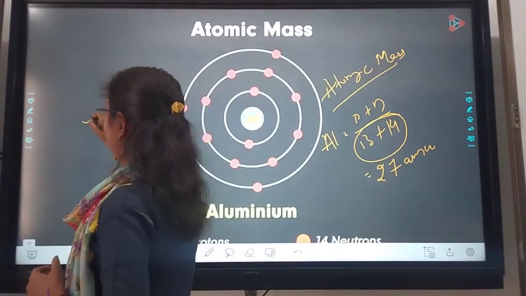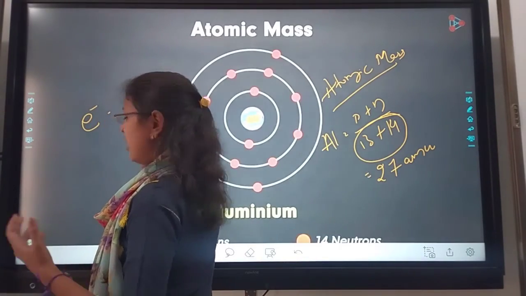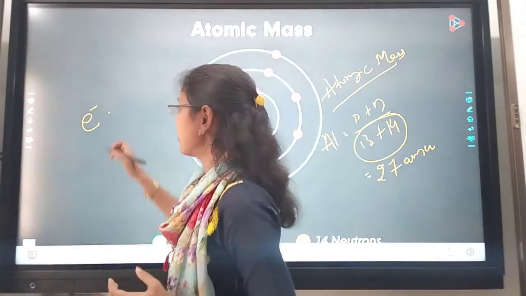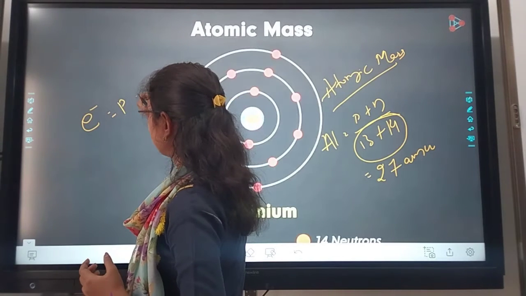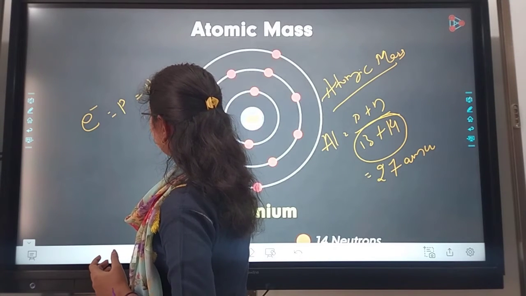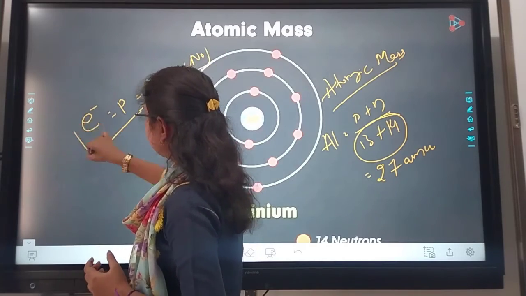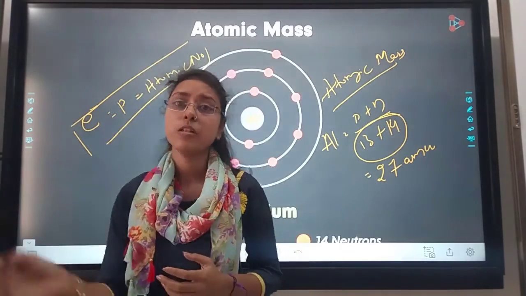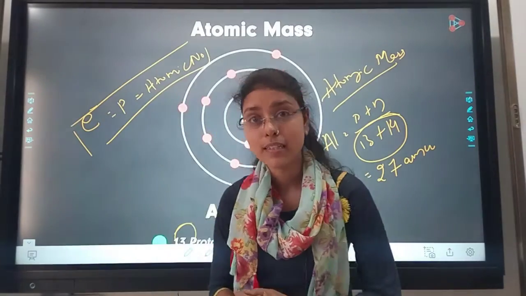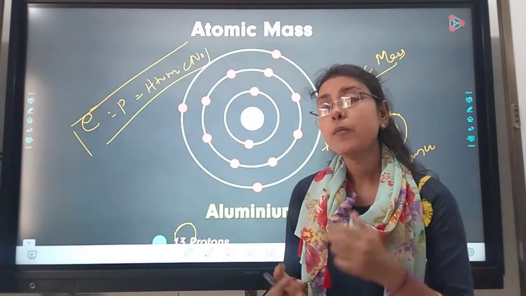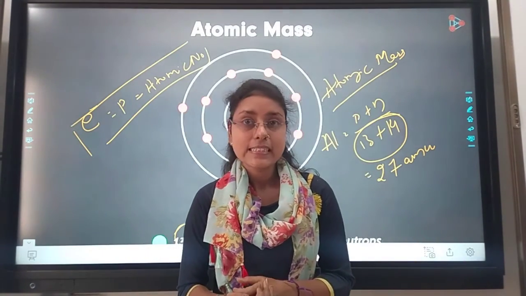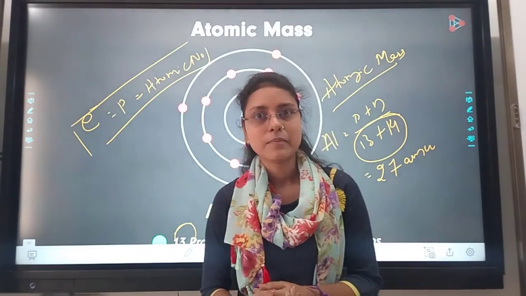Okay, so in case of aluminum, or in any atom, we know that the number of electrons is equal to the number of protons, which is equal to the atomic number. Okay, keep it in your mind. The number of electron is equal to number of proton is equal to atomic number. Only the number of neutron gets changed in different atoms, right?